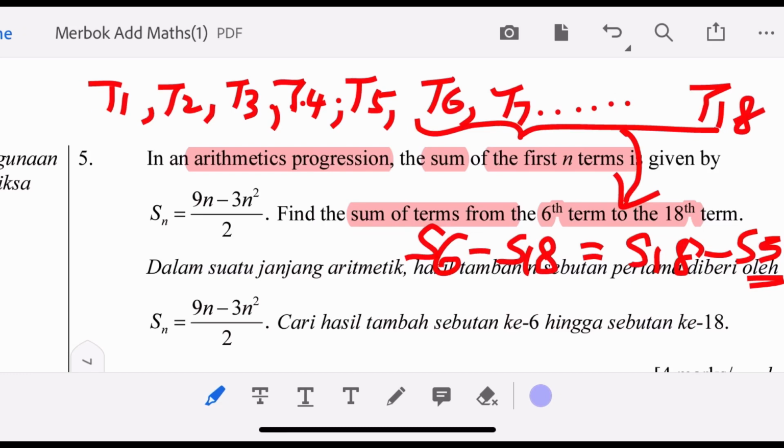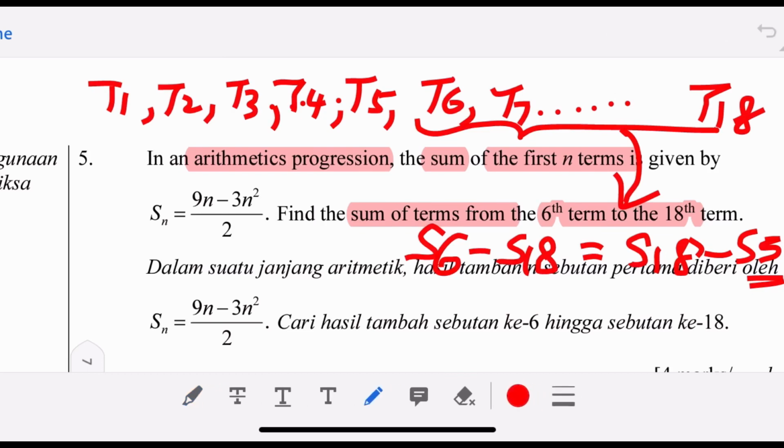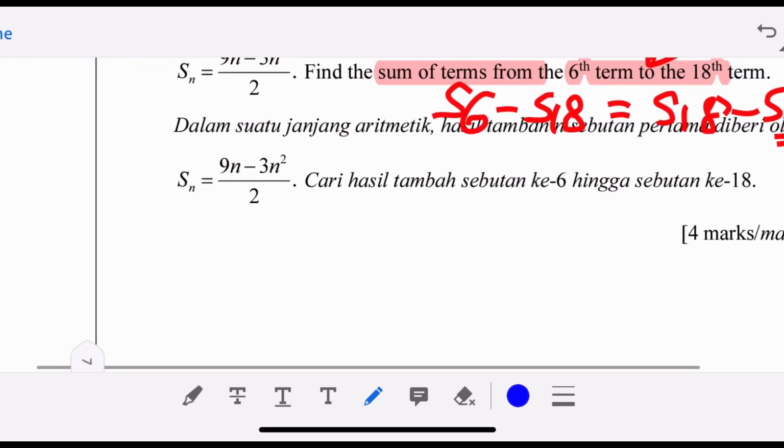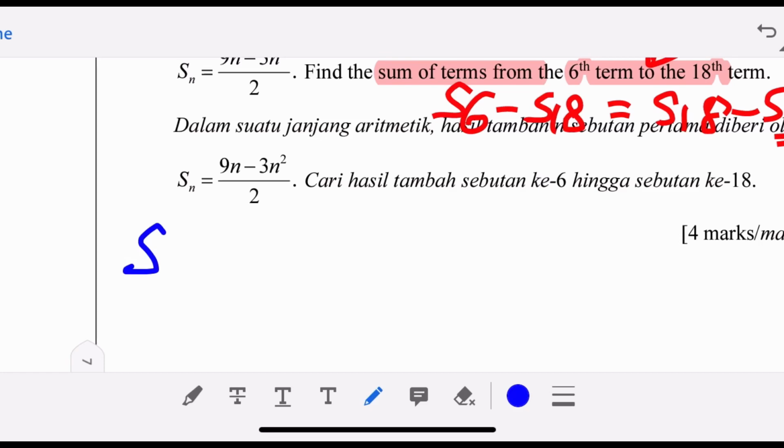But then we don't have a formula that can sum up from T6 to T18. Our formula is the sum of the first n terms. So we can find the sum of the first 5 terms, we have the formula. And we can find the sum of the first 18 terms. We can use the formula n over 2 times (2a plus (n minus 1)d). That is actually the sum of the first n terms, alright? So you must understand the formula.